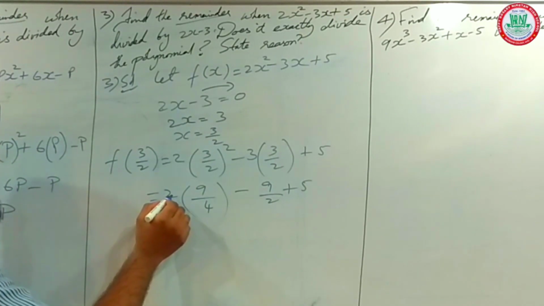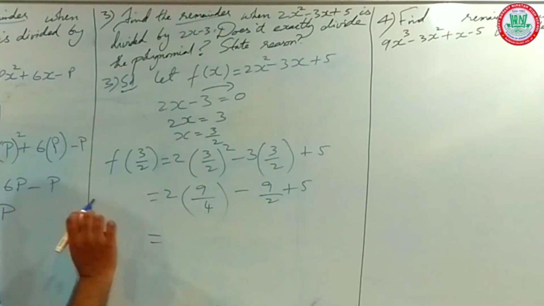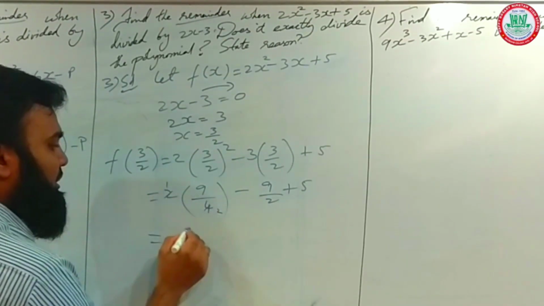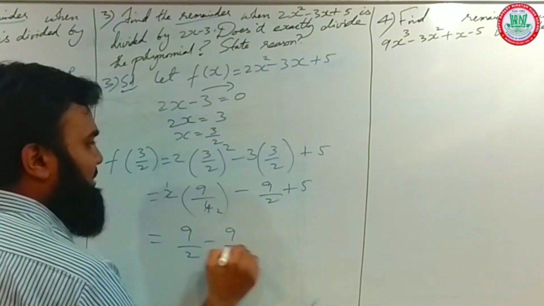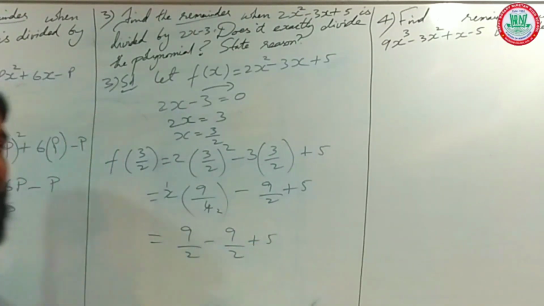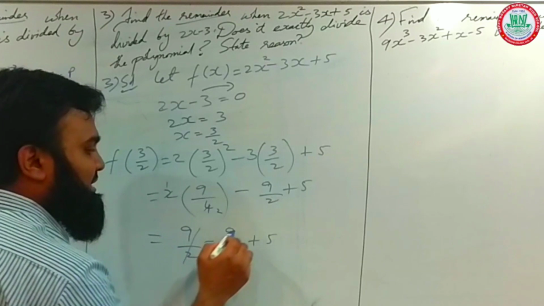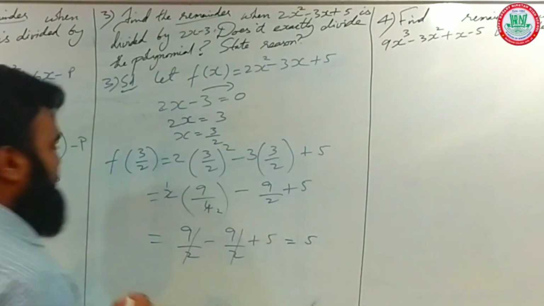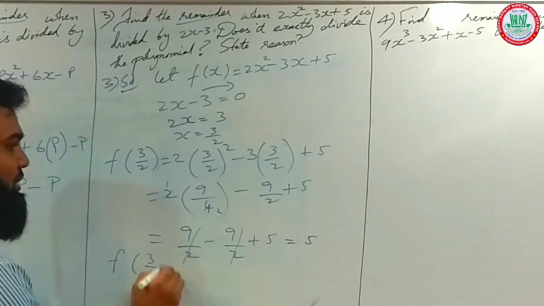Now we can cancel this, or else we can multiply and then cancel. Easily we can cancel: 2 1s are 2, 2 2s are 4. We get 9/2 − 9/2 + 5. Here 9/2 minus 9/2 gets cancelled, which is equal to 5. So f(3/2) = 5.